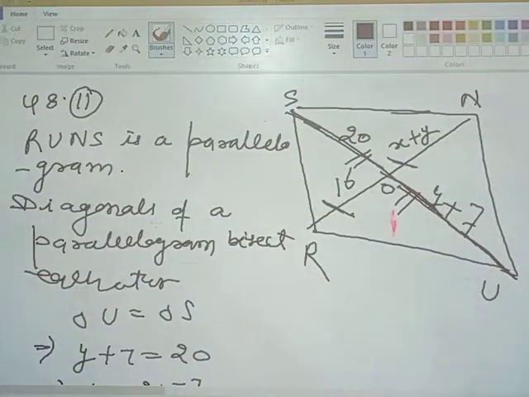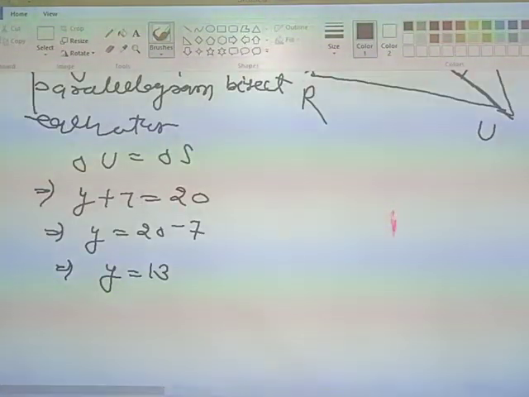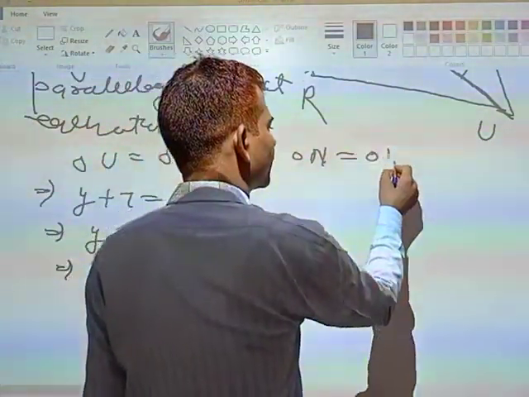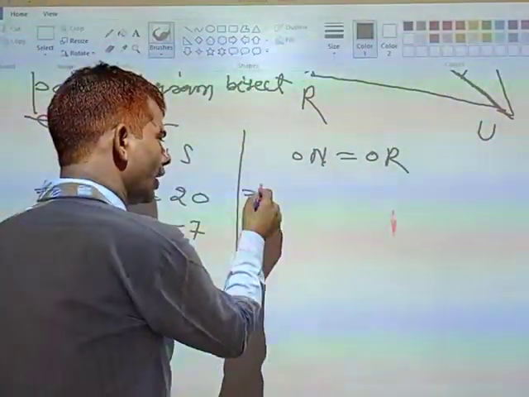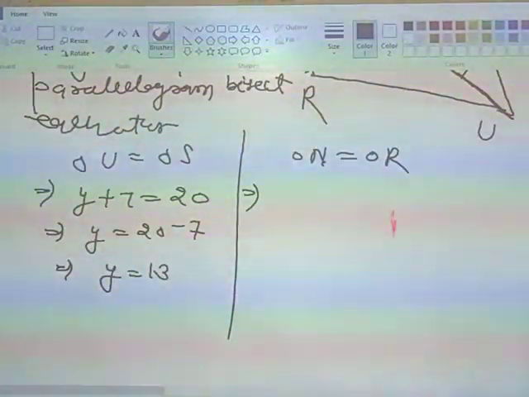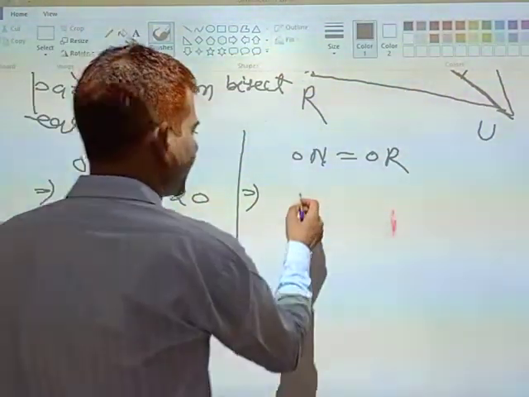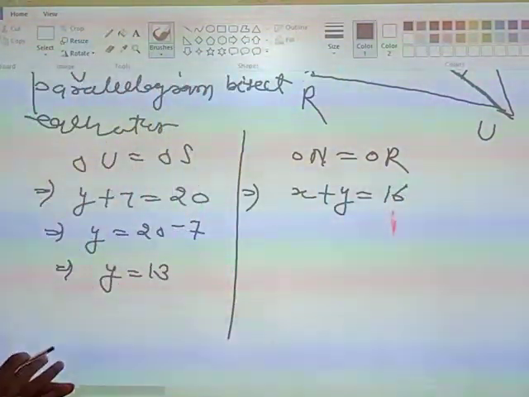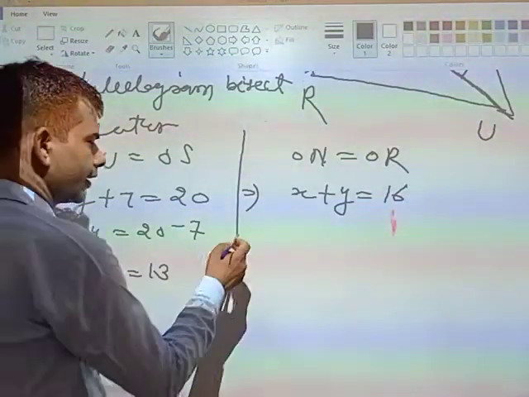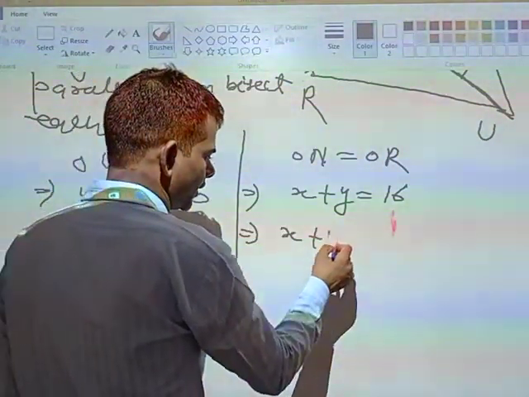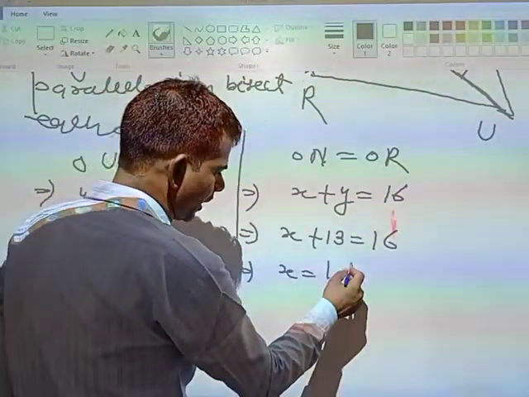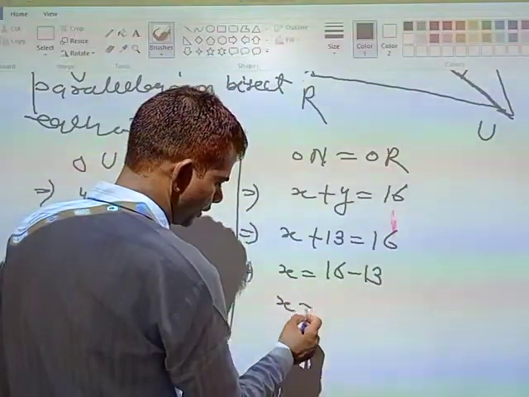Now x plus y, ON is equal to OR. What is ON? ON is x plus y, and that is equal to 16. We have already found the value of y, that is 13. Replace y with 13, and we will find out the value of x. Students, x will be 16 minus 13. X is equal to 3.